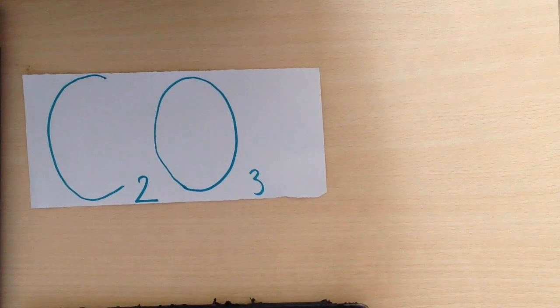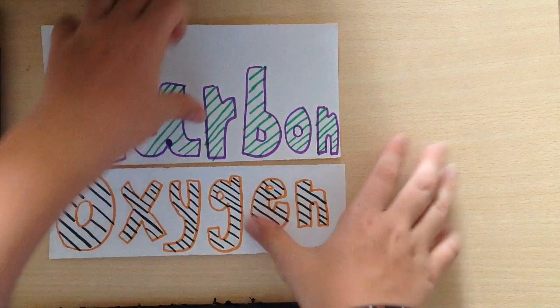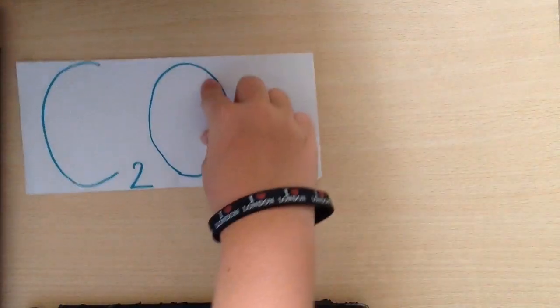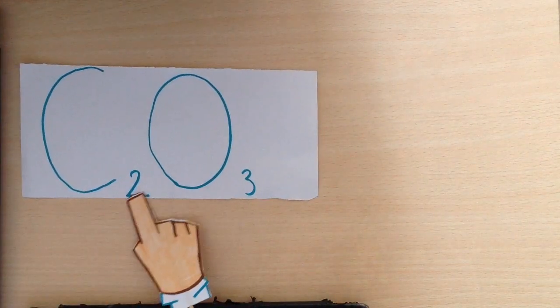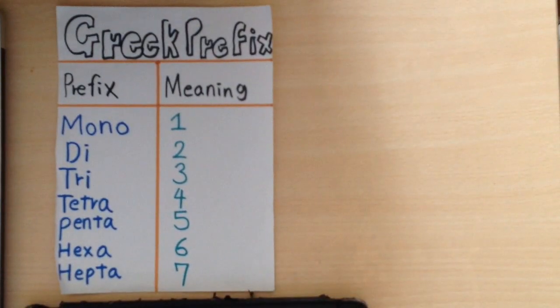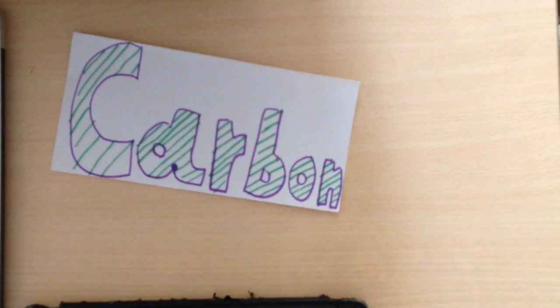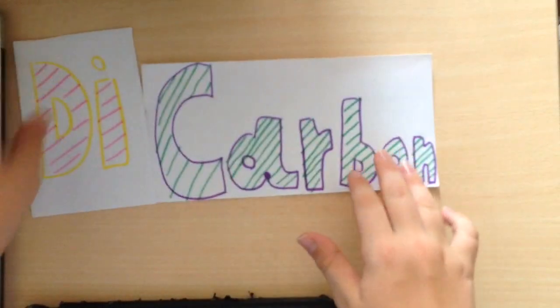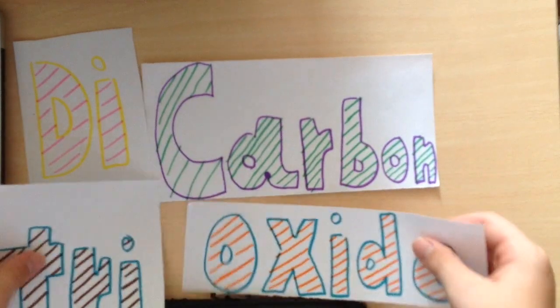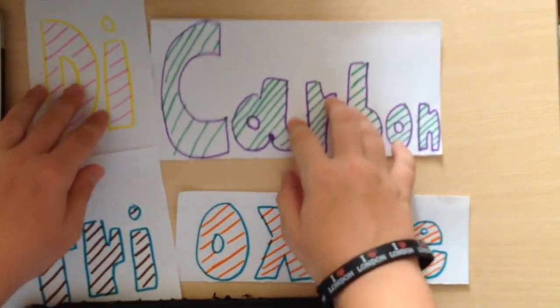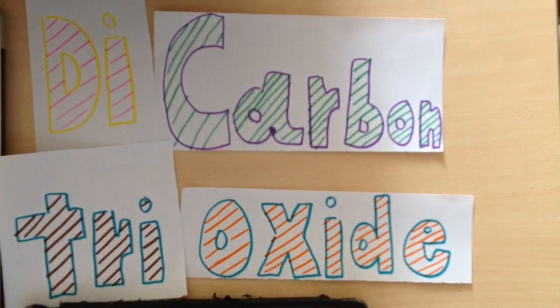Another example can be C2O3, which is a compound that contains carbon and oxygen. The symbol shows that carbon has 2 charges and oxygen has 3 charges. So by using Greek prefixes, carbon will be modified to dicarbon. The oxygen will be modified to trioxide. Remember, we still change the suffix of the second element to IDE. So C2O3 is named dicarbon trioxide.